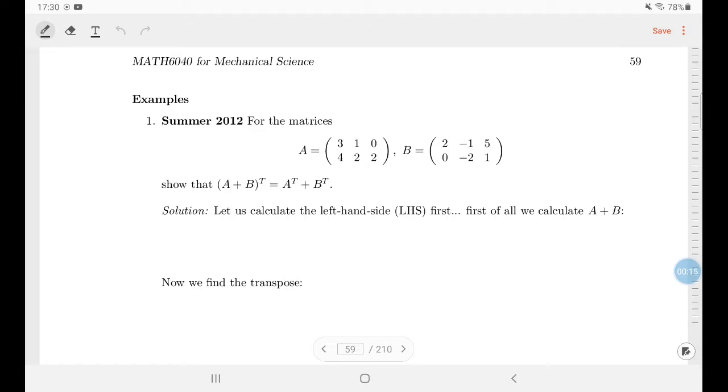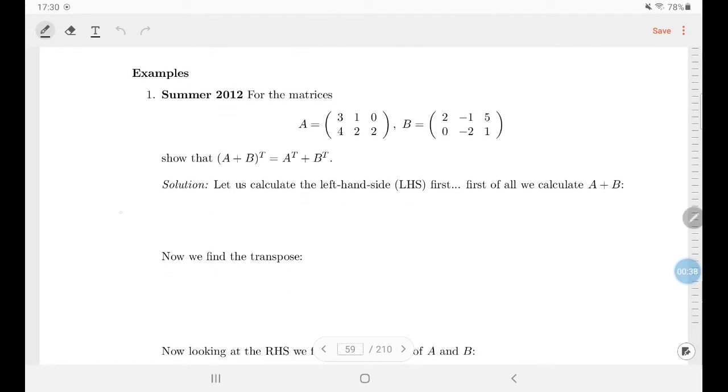Okay. So we've got two matrices here and we're asked to show that the transpose of A plus B is the same as the transpose of A plus the transpose of B. And this actually is to show that the transpose is actually a linear map itself. But yeah, so we're going to calculate the left-hand side first. So the first thing we're going to do is calculate A plus B.